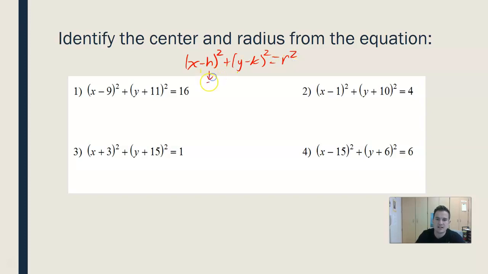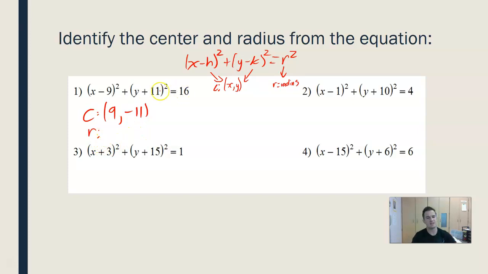So h, again, is going to give me the x-coordinate of the center of the circle. k is going to give me the y-coordinate of the center of the circle. This is the center. And then r is going to give me the radius. So I want to find the center of the circle and the radius. What's the center of the circle going to be here? Well, I need to take the opposite of this number, which is a positive 9, the opposite of this number, which is a negative 11. X-coordinate, y-coordinate. So the center of this circle is (9, -11).